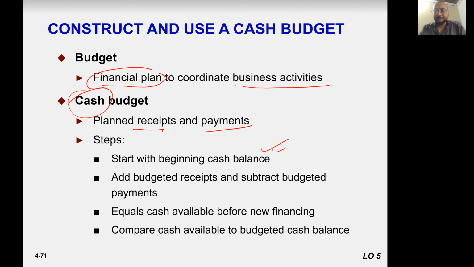Beginning balance, add all the receipts and subtract all the payments. And at the end, if the answer is positive, it means available for investment. If the answer is negative, then we say that, okay, we need new financing.